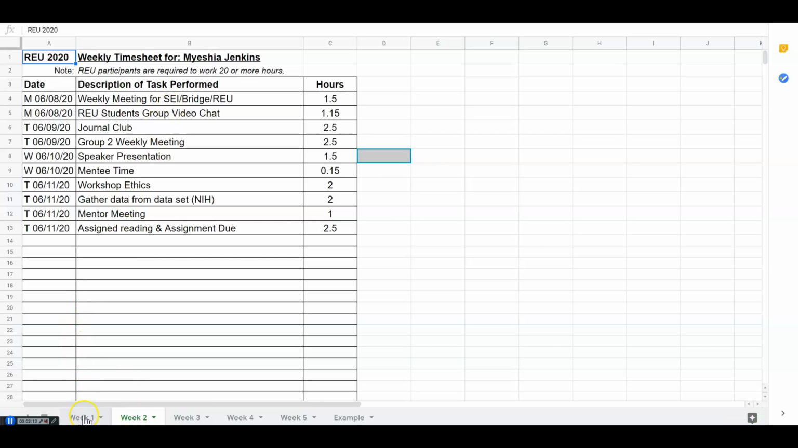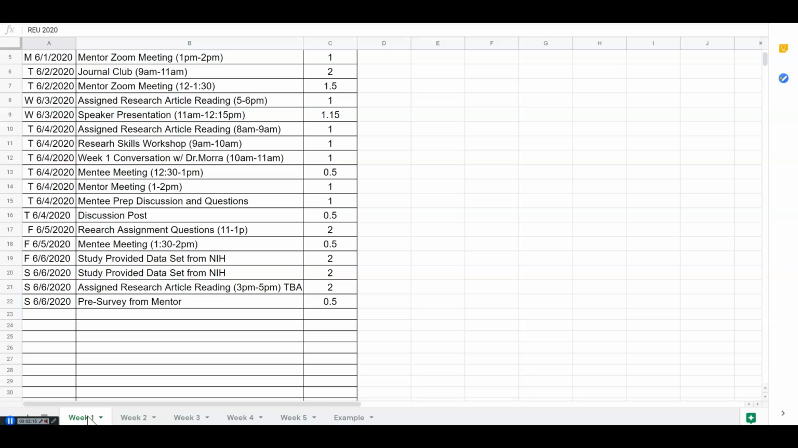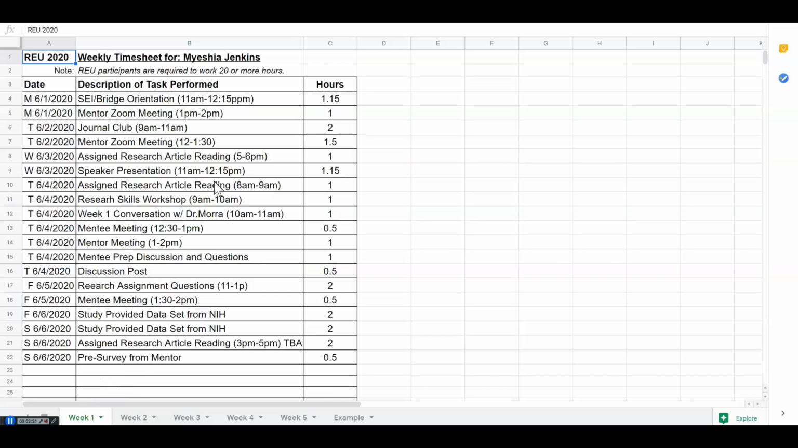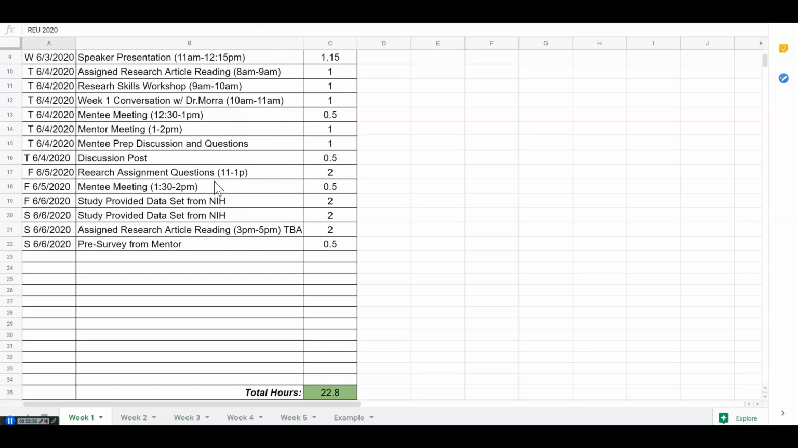So that concludes this short tutorial on how to complete your timesheets. I will see the timesheets. There's no need to download this and send it to me. Since it's shared with you, we already have this information. We already see this information in real time. So there is no need to download it and send it to us.